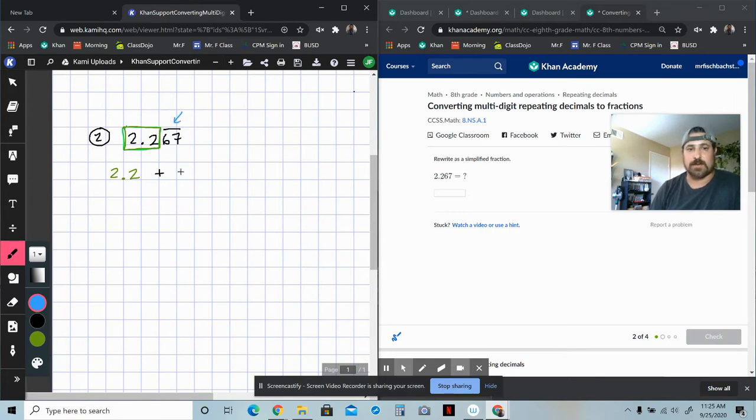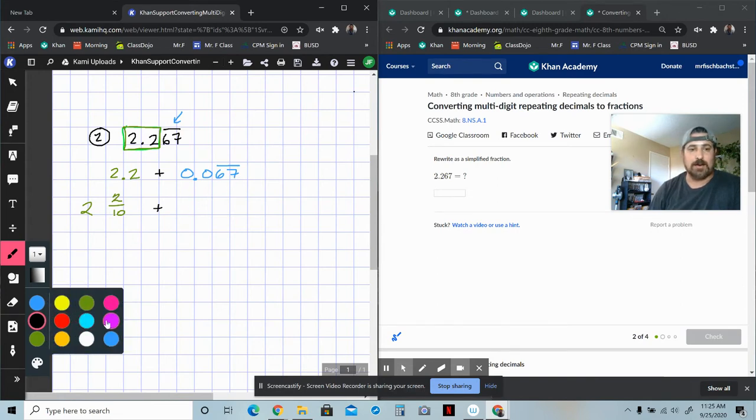So let's add to that 0.067 with just the 6, 7 repeating. Now, if you add those two things together, you're going to get 2.267 repeating, with just the 6, 7 repeating. Now I can think about it as these two values. This is 2, that's just 2. We're going to have this as 2/10, so it's like 2 and 2/10. And then we're going to add to that this blue thing. How do I write this blue thing as a fraction? That's the tricky part, right? It's not that tricky because I know how to write this.